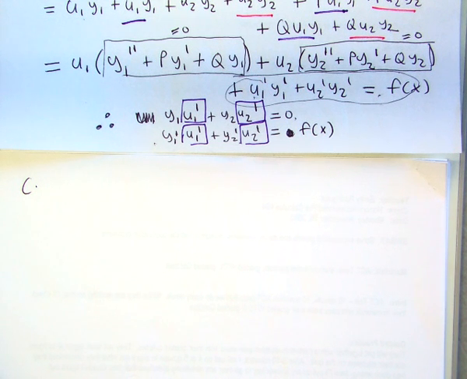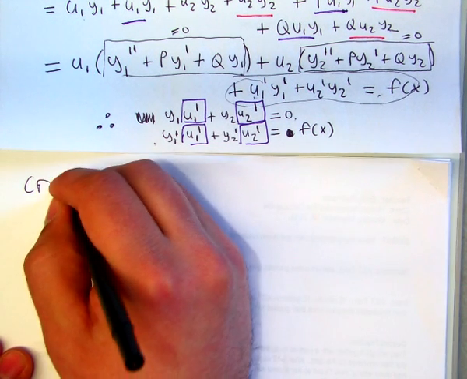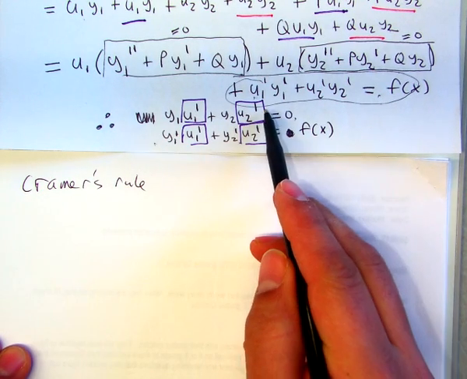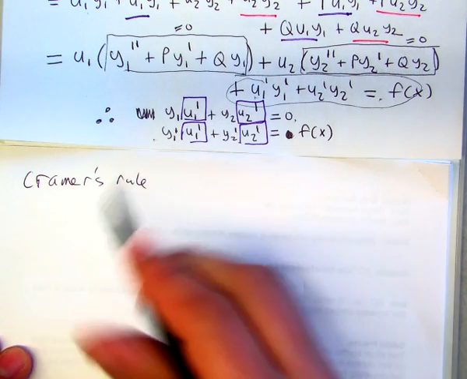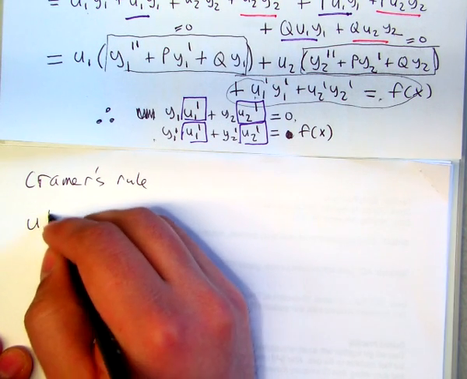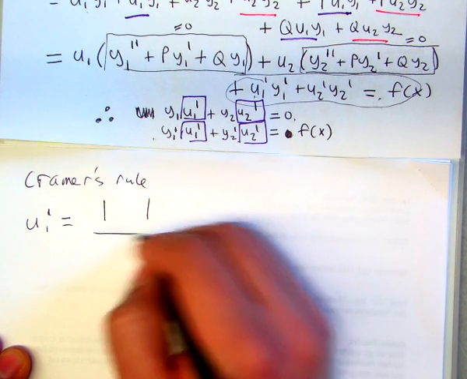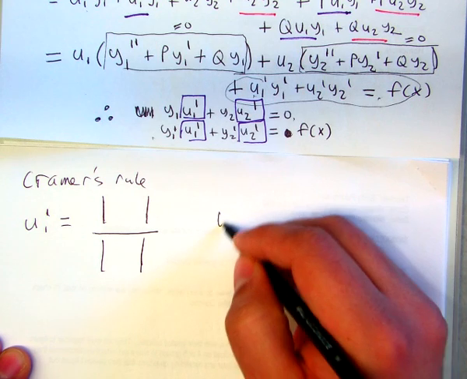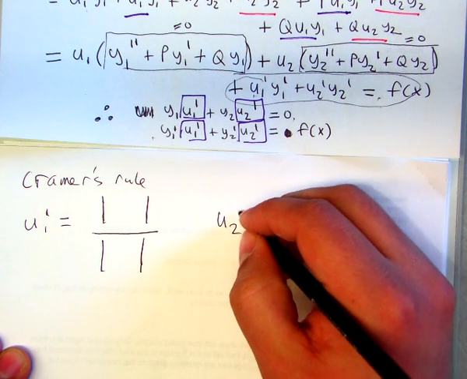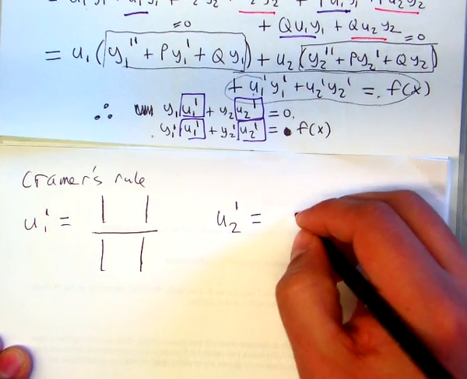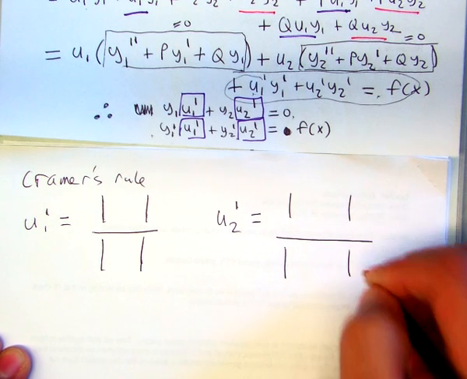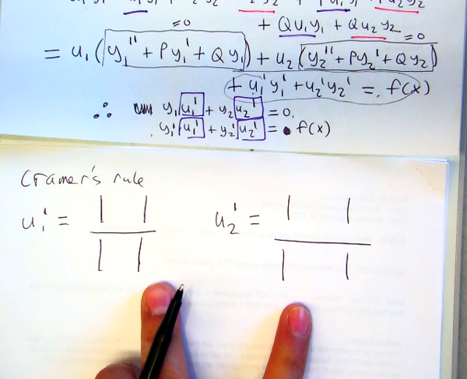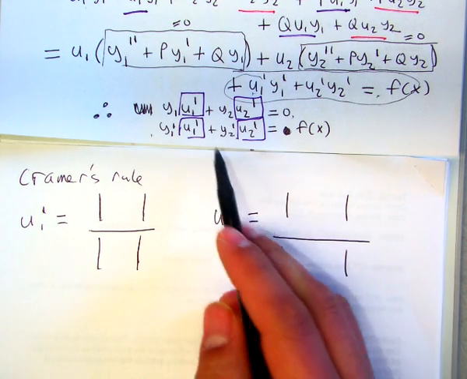Okay, so using Cramer's rule, treating u1 prime and u2 prime as our missing variables, we can do 2 by 2 determinants to solve for u1 prime and u2 prime. Okay? The denominator for both are just the coefficients of the variables that we're trying to solve for.